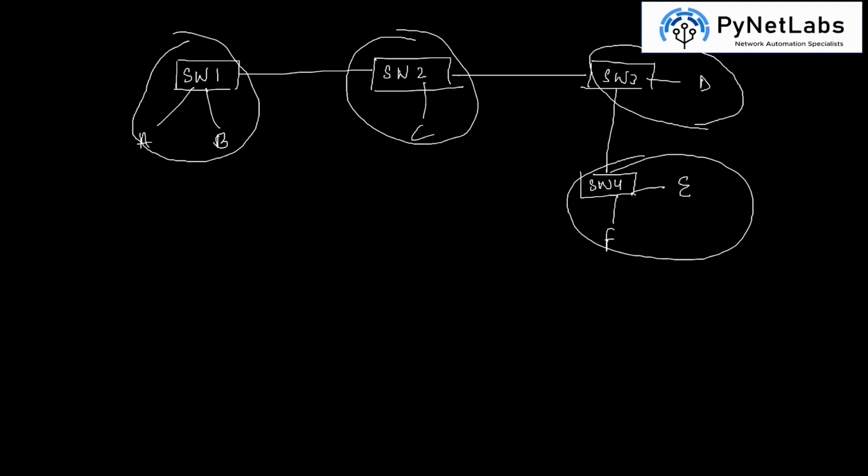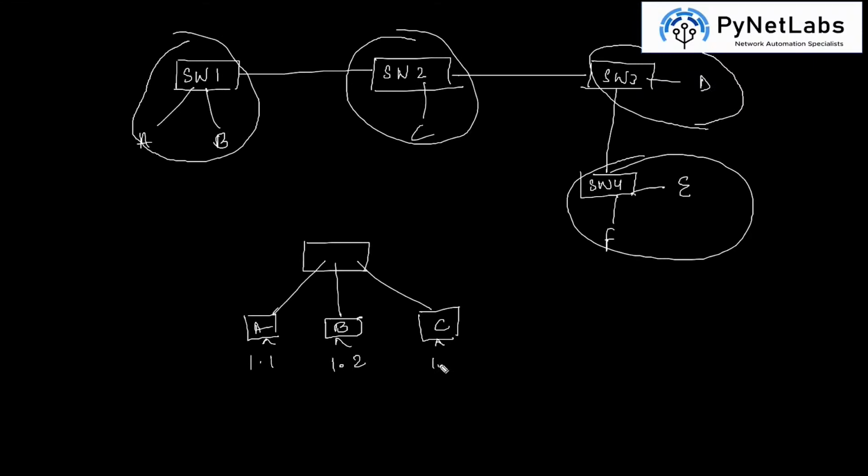Okay, so basically VLANs are used. Let me explain with the same example we used before. So let's say there are 3 PCs connected: A, B, and C. Now all of these PCs are connected on the same network. So let's assume that the IP on A is 1.1, on B it is 1.2, and on C we have 1.3. If we don't make any change in this configuration, they'll be able to communicate, right? Since they are in the same network.